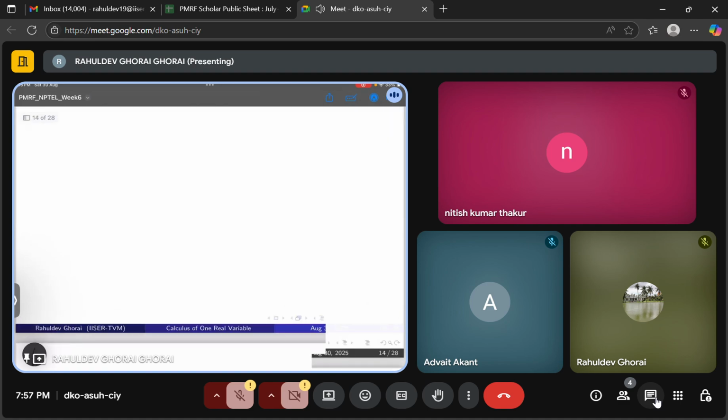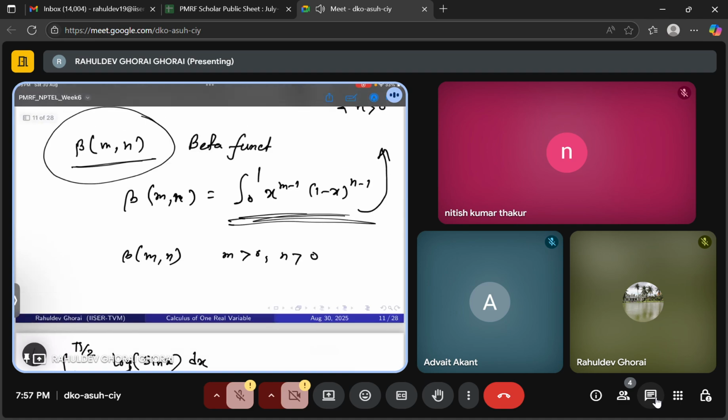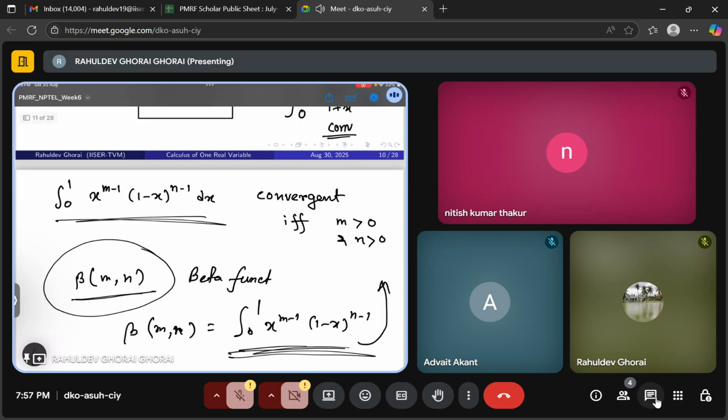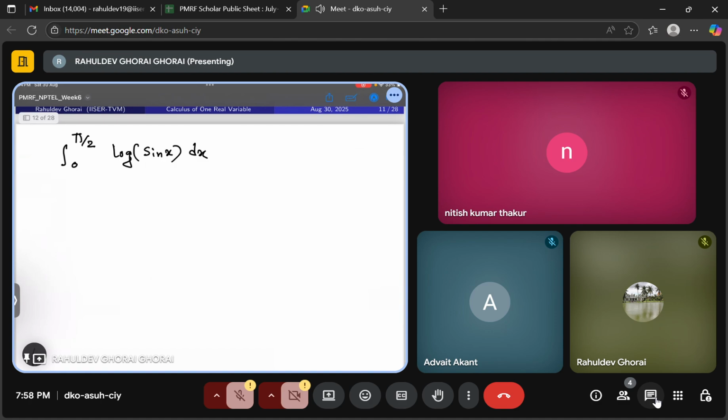Prove that the integral converges if and only if m is greater than 0 and n is greater than 0. You have to merely prove that. It's a question, it's not given. Given in the sense you can assume m greater than 0 and n greater than 0, then you can prove it is convergent. But you also have to show that when m is greater than 0 and n is less than 0, or m is less than 0 and n is greater than 0, for all other cases, it is divergent. So that's all. Okay, then you do this list.